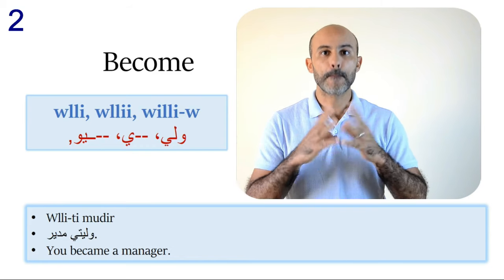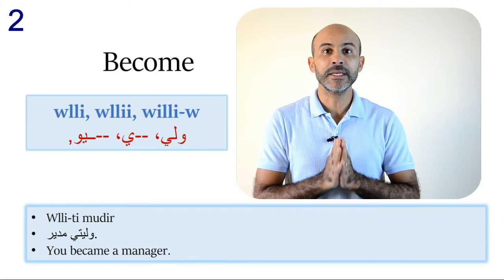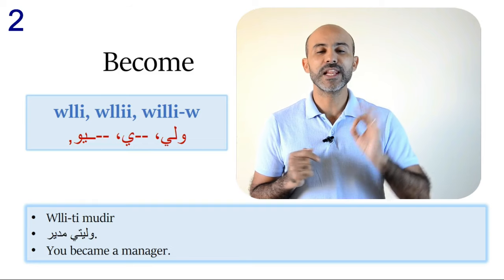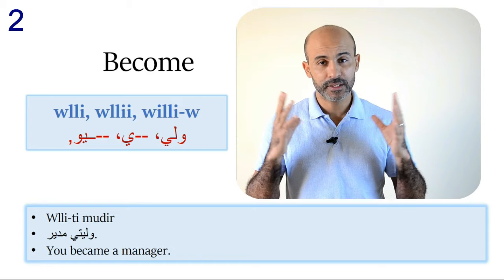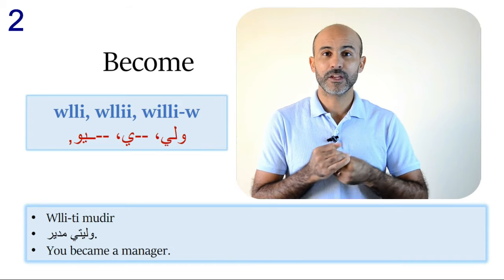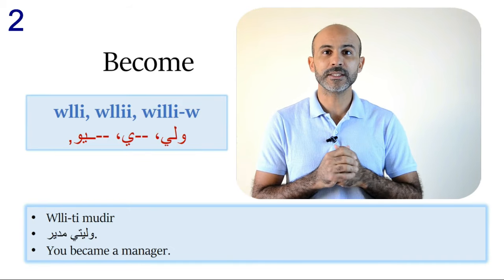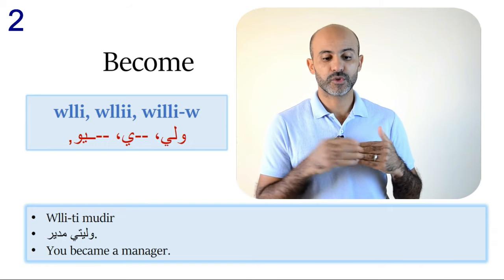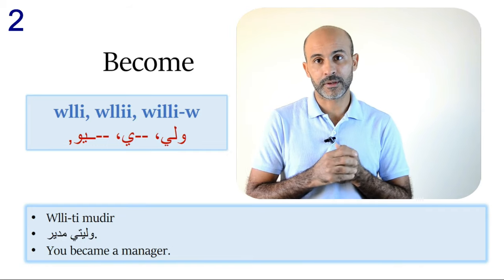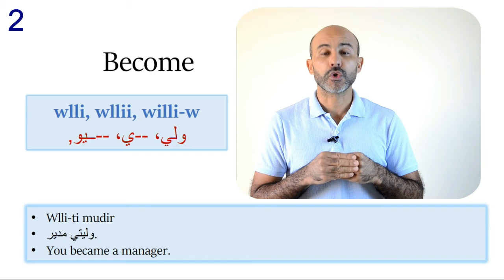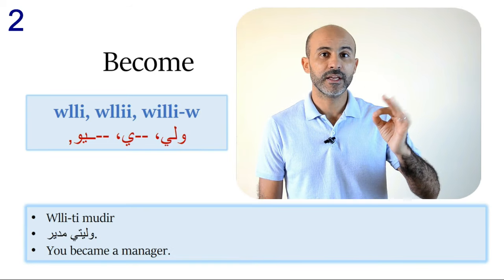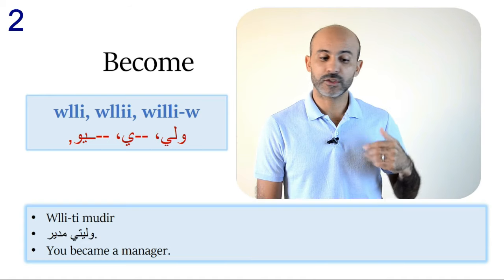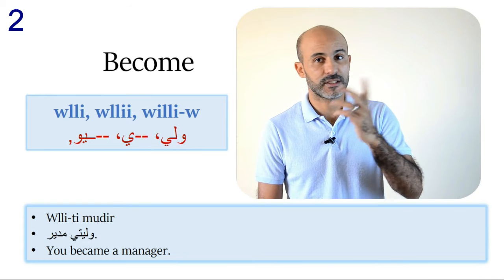Become. How to say become? That's the verb wulli. This is a useful verb in Darija. It's used a lot and it has two meanings. Here we are just going to use it as to become something. So wulli. If you're talking to a lady, it will be wulli because it's just the same sound at the end.